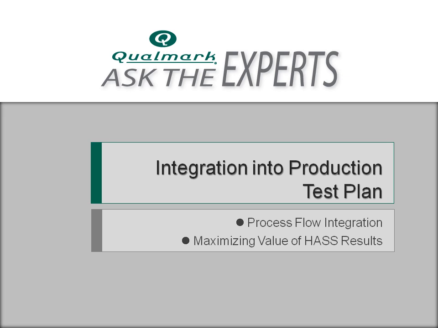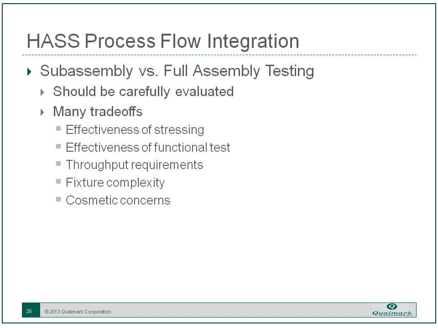So let me move on and talk about integrating the system into your production test plan. The first thing I want to talk about there is process flow integration. As I mentioned when I started, often people think of just testing the full assembly, the final assembly just before it's ready to get out the door. That may or may not be the ideal place to put HASS, and there's some careful consideration that needs to be done because there are trade-offs all the way through that decision.